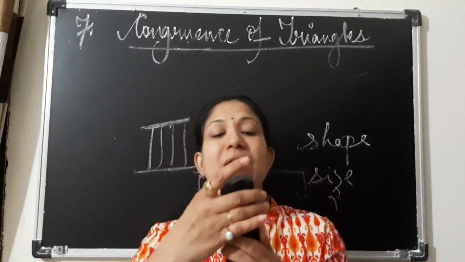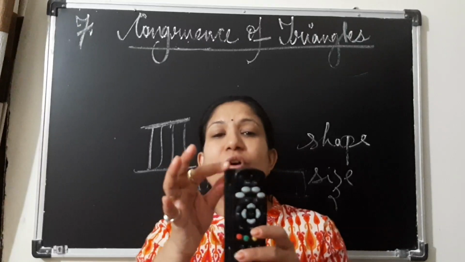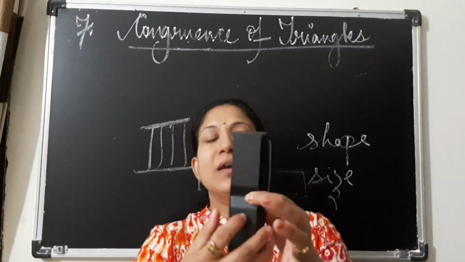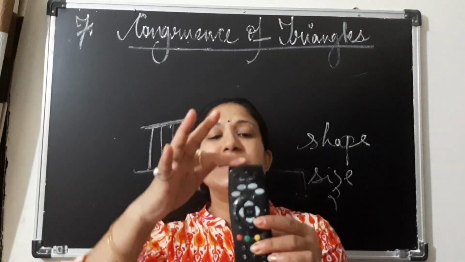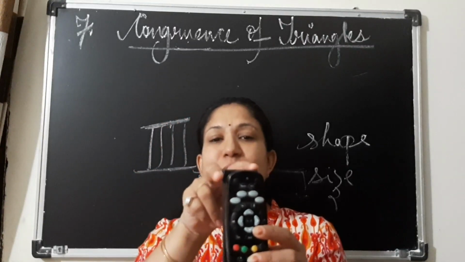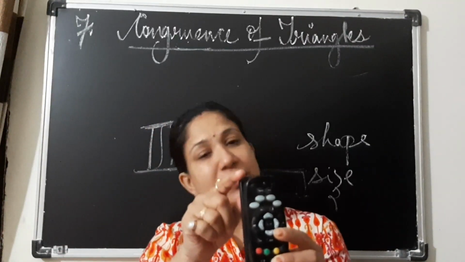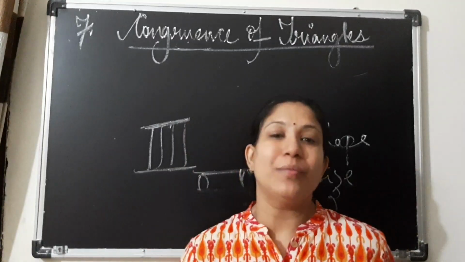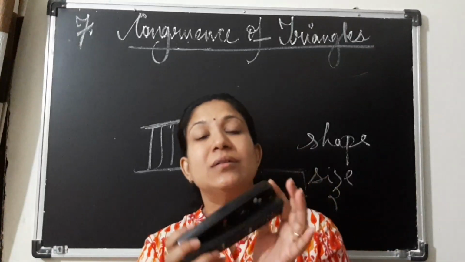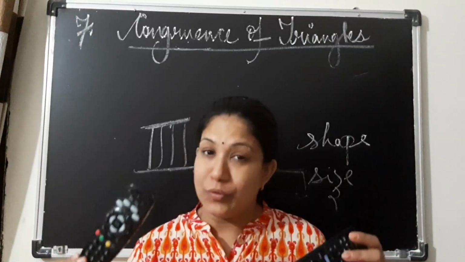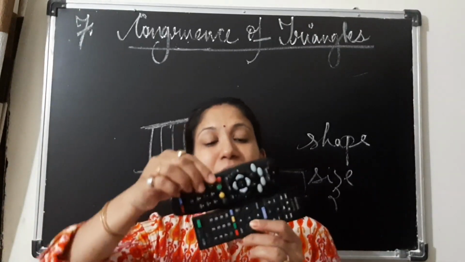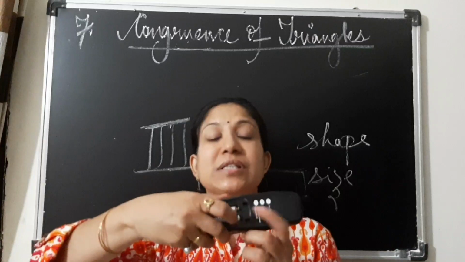Correct? Same way, you can see the edges of the remote here, the second one. If I turn it back, now you can see even though they are of the same length, the edges of this remote, the first one, are coming out. So even though these two objects are of the same length, we cannot term them as congruent, because they do not have the same shape.